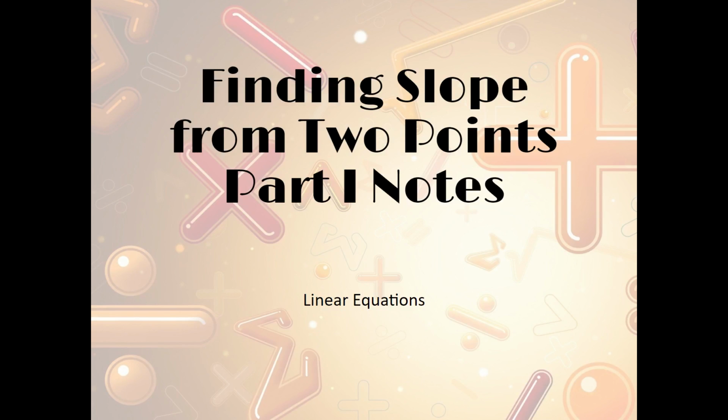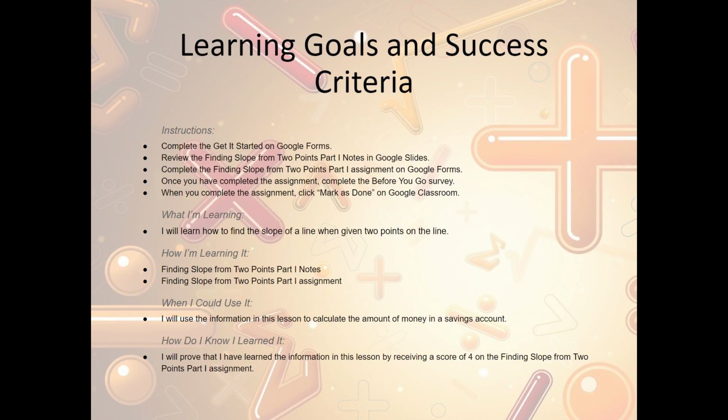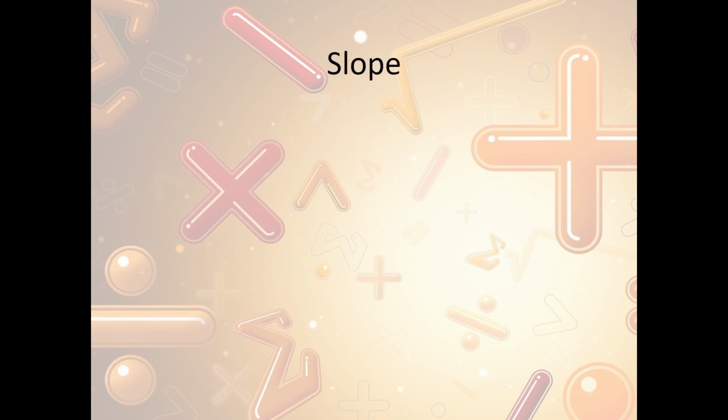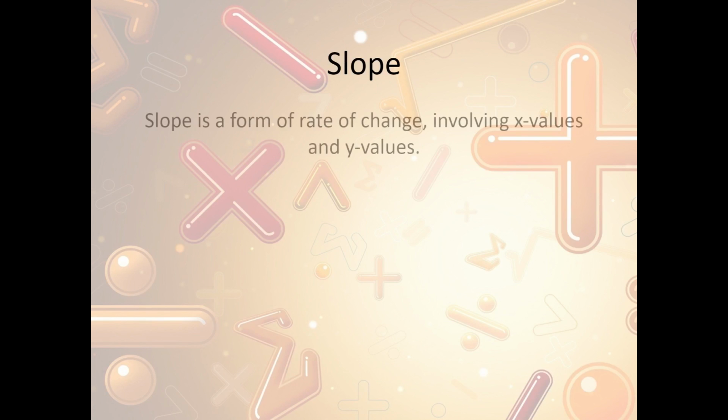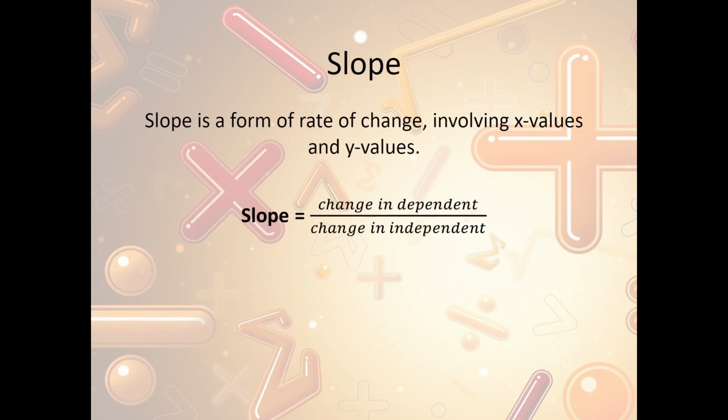Let's take a look now at the finding slope from 2 points part 1 notes. The notes begin with the learning goals and success criteria. Now let's talk about slope. What is slope? Slope is a rate of change involving x values and y values. Slope is known as the change in the dependent variable over the change in the independent variable. Now what does that really mean? That really means that slope is the change in the y values over the change in the x values. So it's always y over x.